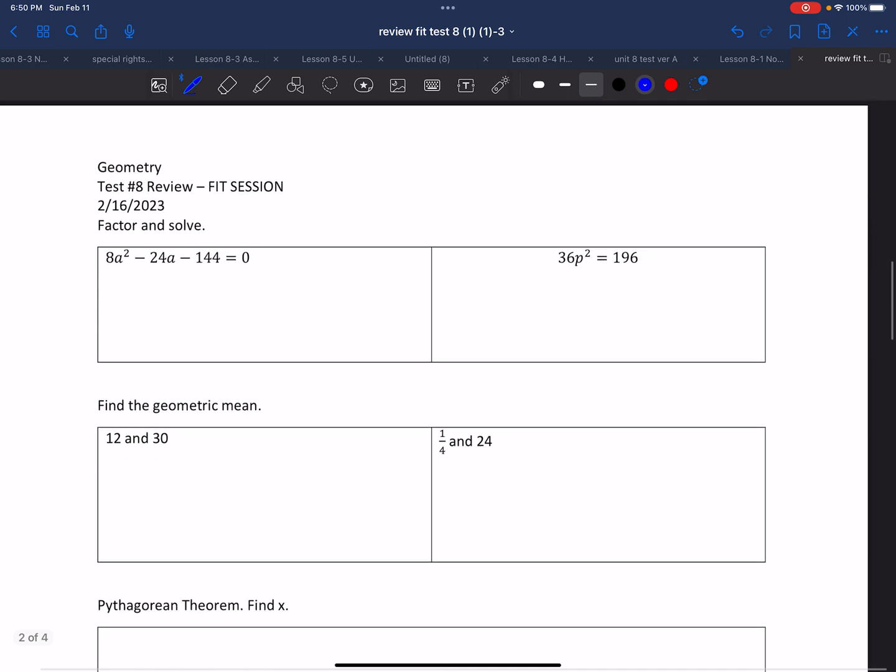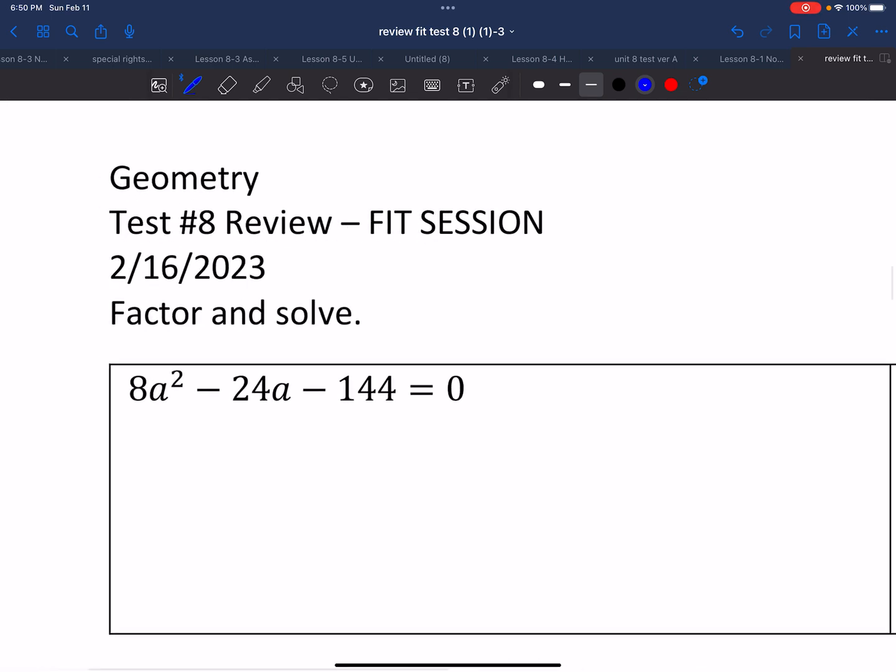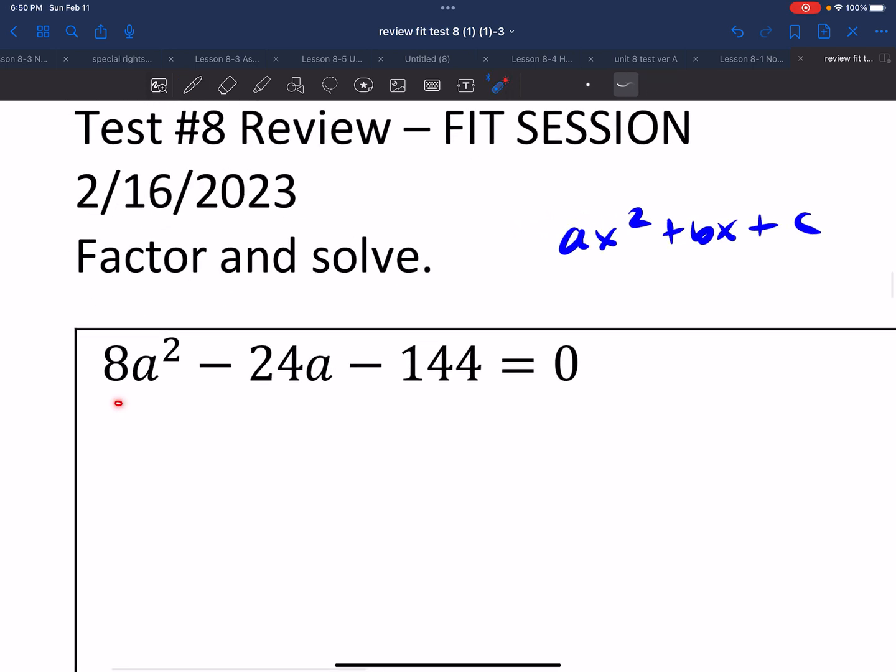All right, let's move on to this. We're going to factor and solve. So, okay, you have 3 terms. This is a trinomial, by the way. It's in the form ax squared plus bx plus c. You have 3 terms.